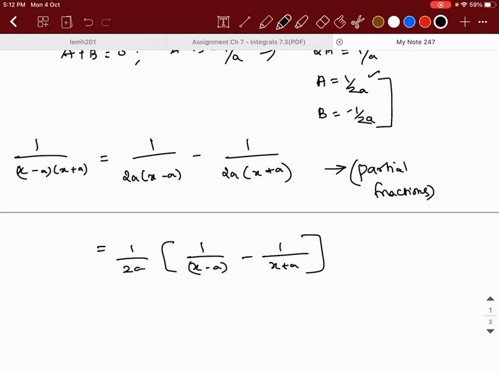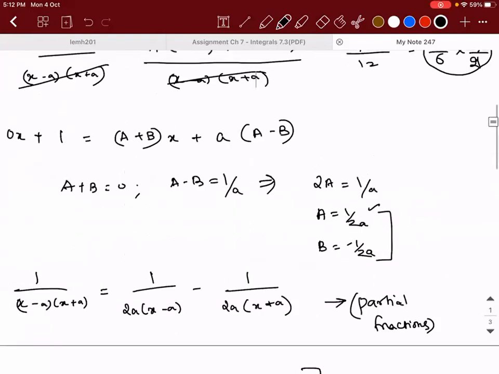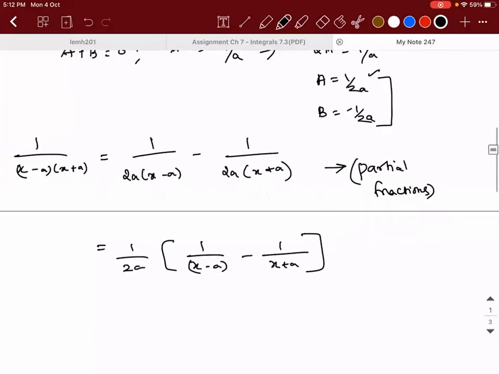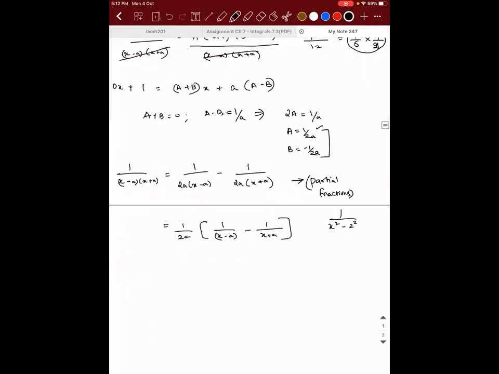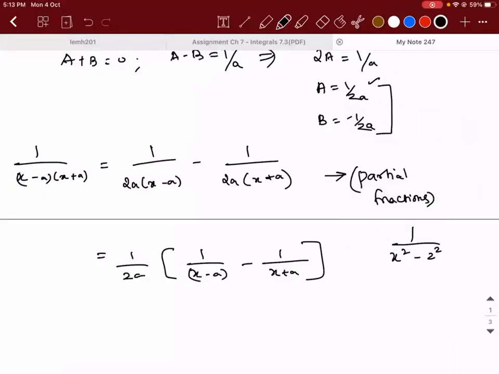Sir, I have a doubt. In all this, we don't know what small a is, right, sir? Small a can be anything. The question can be like this: 1 by x square minus 2 square. And what is small a? Base 2, sir. That's it. So questions will be like this one.